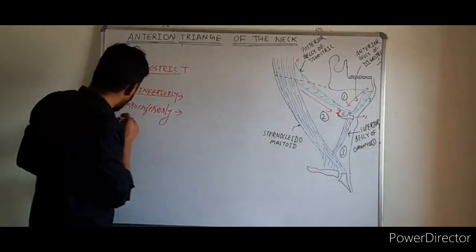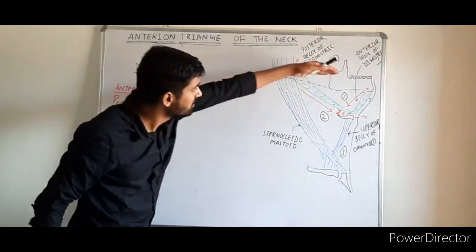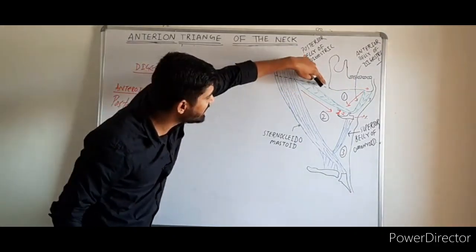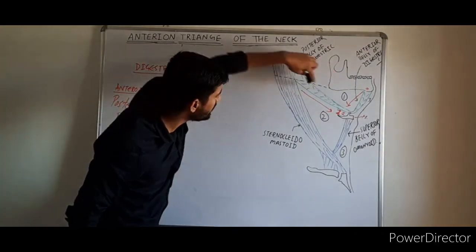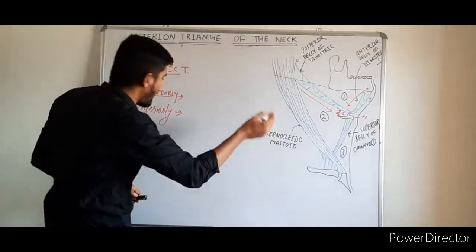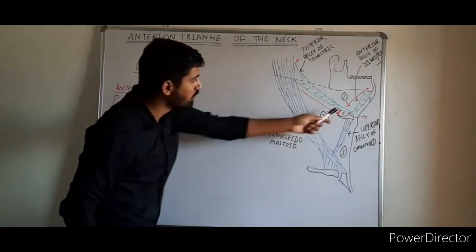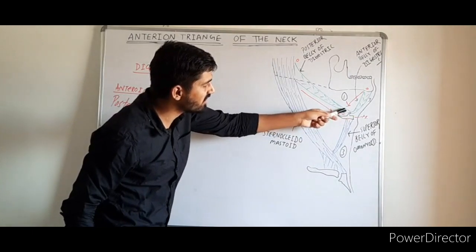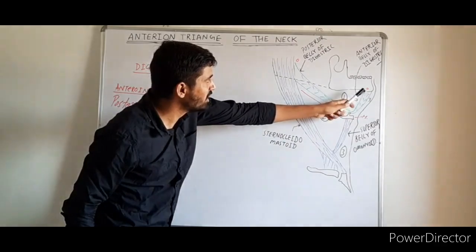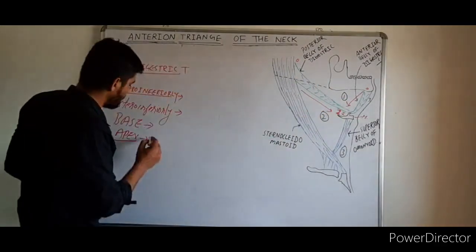And the base is formed by the base of the mandible and the line joining between the angle of the mandible and the sternocleidomastoid muscle. These are the base. And the apex is formed by this tendon ring, the common tendinous structure where the anterior belly of the digastric and the posterior belly of the digastric are inserted. That is the apex.